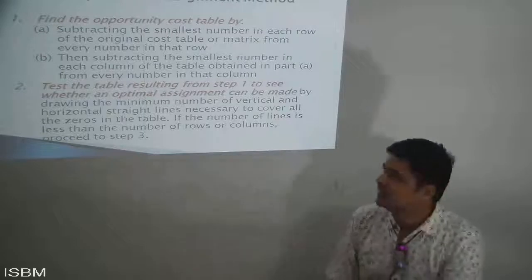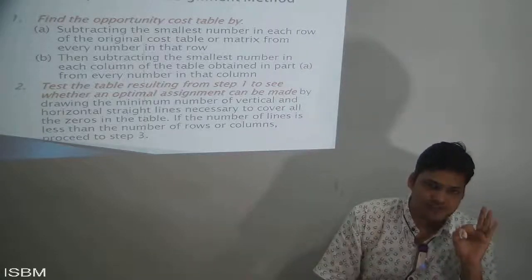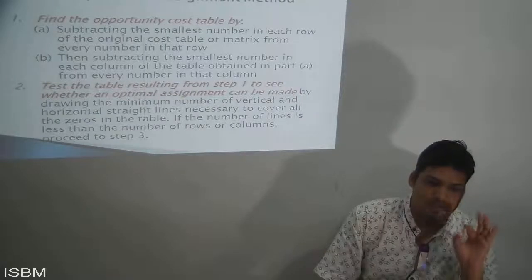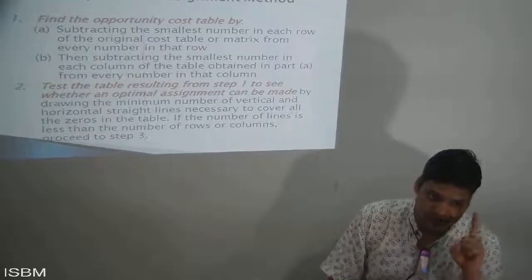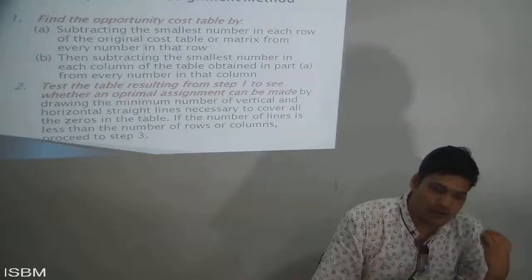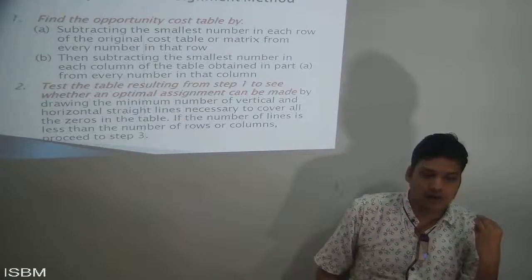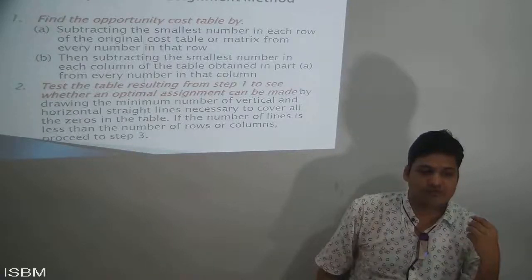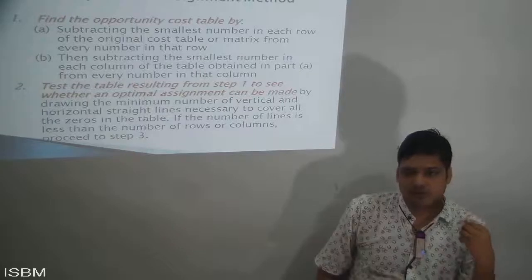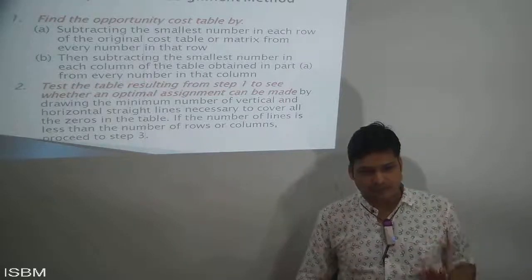So there are 3 steps for the assigning method. First, find the opportunity cost table. Remember, we have to find the opportunity cost table by subtracting the smallest number in each row of the original cost table or matrix from every number in the row. Here it is a 3 cross 3 matrix.